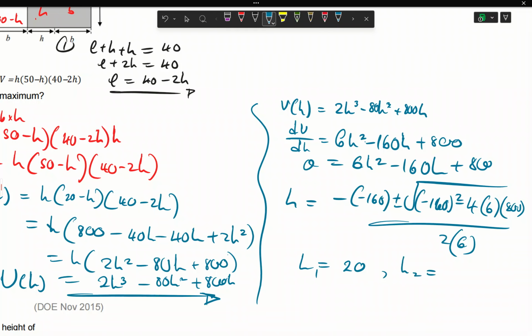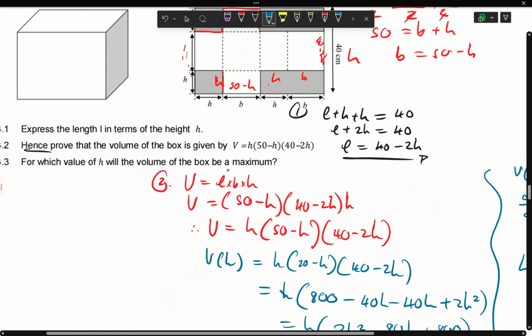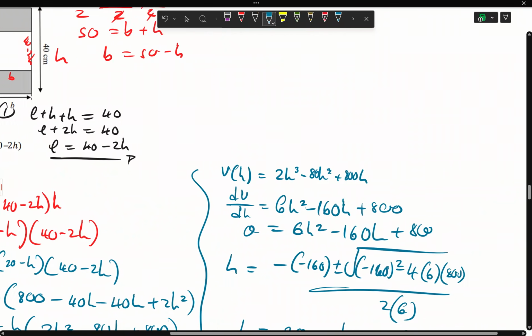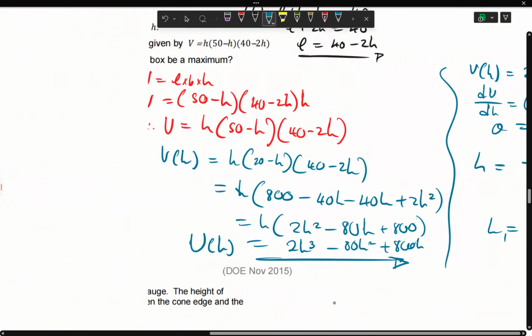So let me use negative now, replace with negative. So I have 20 all over 3. Let's go back to the question. Remember, h1 is 20, and h2 is 20 all over 3. Let's verify that. Okay, yes.